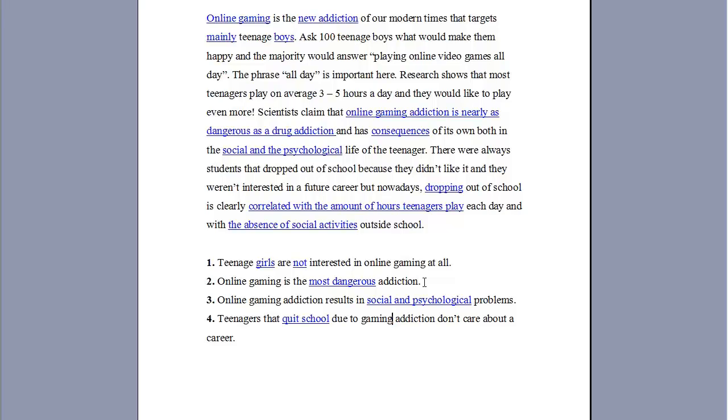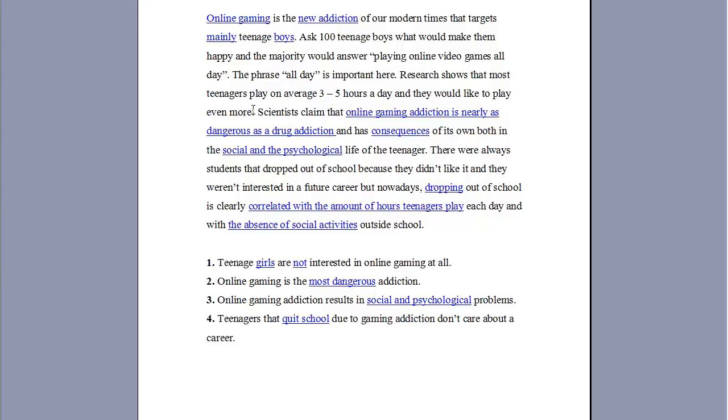As you see, we've already underlined the word dangerous in the text over here. So it helps us locate the answer a bit easier. So let's read this section and only this section a little bit more carefully. So here we go. Scientists claim that online gaming addiction is nearly as dangerous as a drug addiction and has consequences of its own both in the social and the psychological life of the teenager. So, what is it? True, false, or not given?